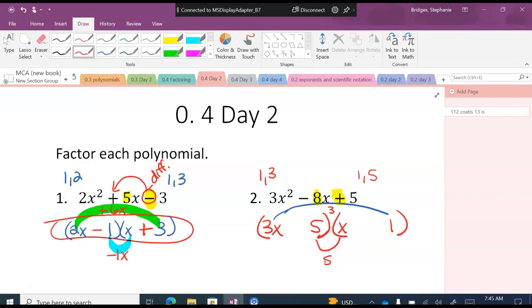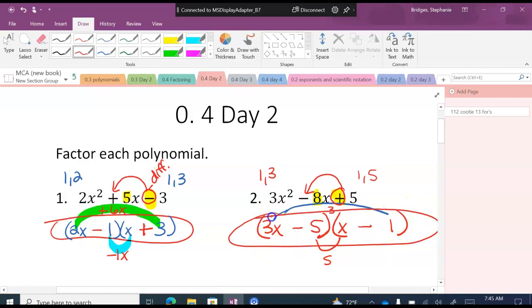Then I go to my signs. Am I going to have the same signs or different signs? Same signs. And they're both going to be what the first sign is. Remember, this tells me they're the same. This is what they both are, which gives me 3x minus 5 and x minus 1.